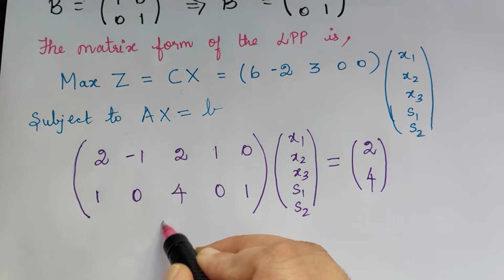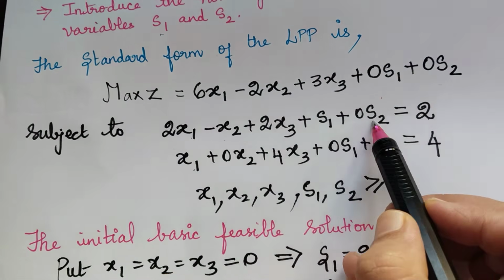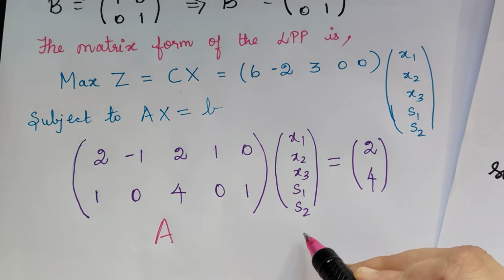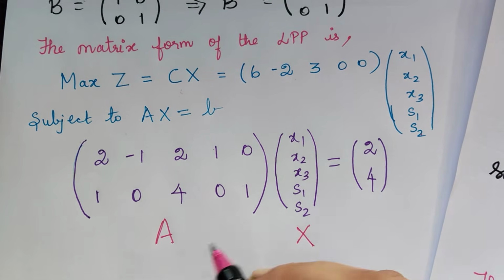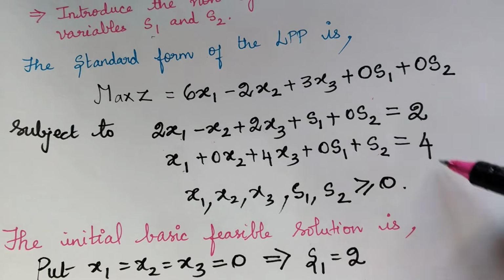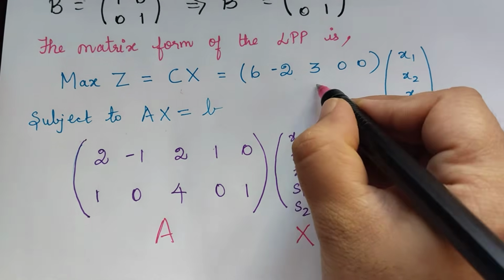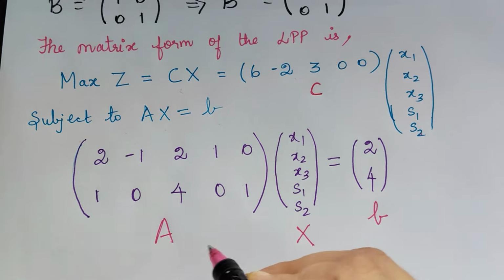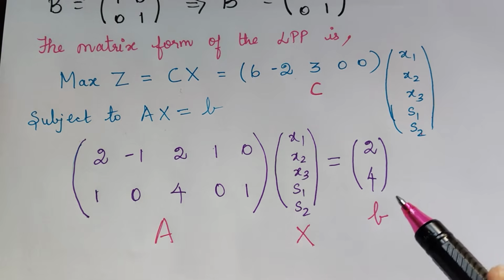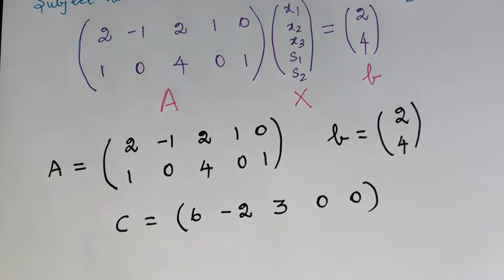So A is this matrix, that is here 2, minus 1, 2, 1, 0, 1, 0, 4, 0, 1. So that is the matrix A, and we know that this is the matrix X. When these two matrices are multiplied, we get this constraint where the right hand side is the matrix small b. So this is small b, that is Ax equal to b. So this is the cost matrix C, this is the matrix A, this is X, and this is b. These matrices will remain the same throughout the problem. So the obtained values I have taken and I have written here.